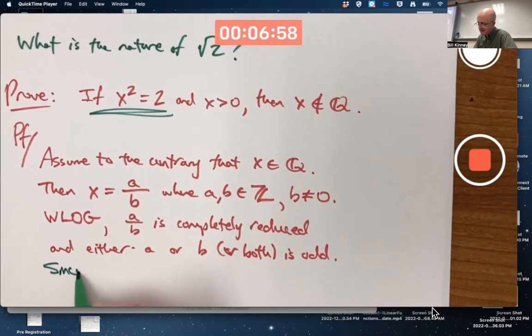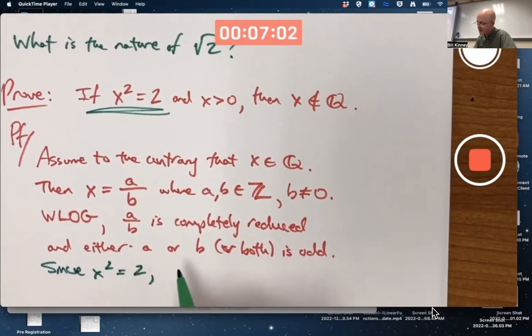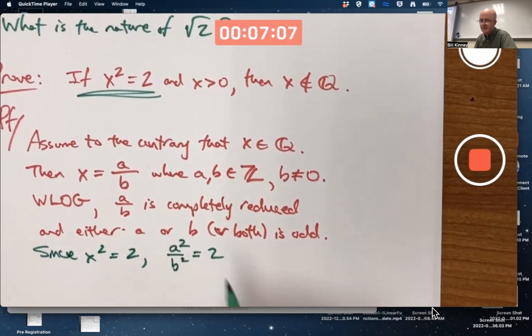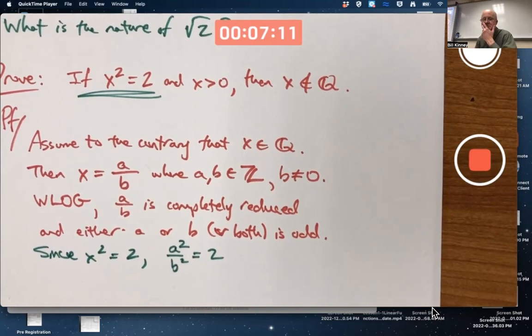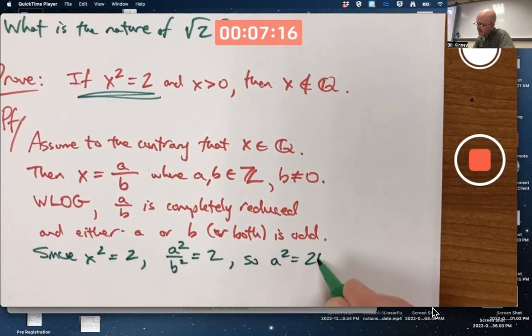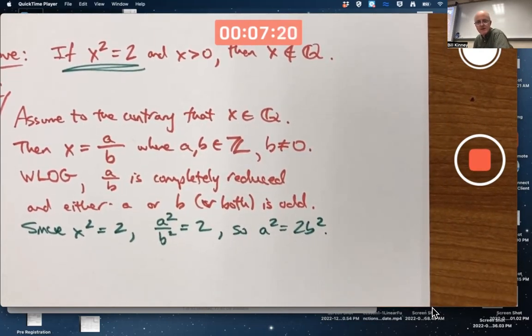Since X squared equals 2, that means, well, square that fraction. A squared over B squared equals 2, right? You square fractions by squaring the top and squaring the bottom. So A squared equals 2 times B squared. Just multiply both sides by B squared.